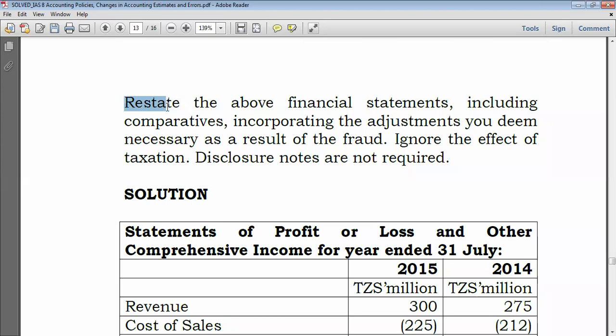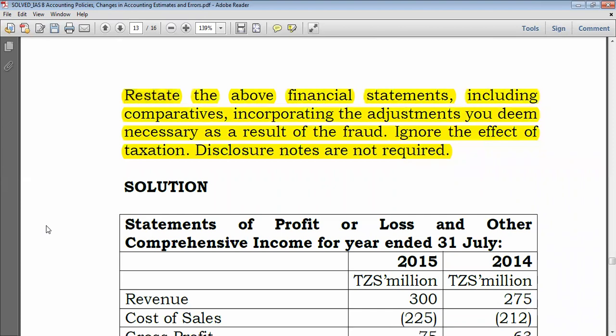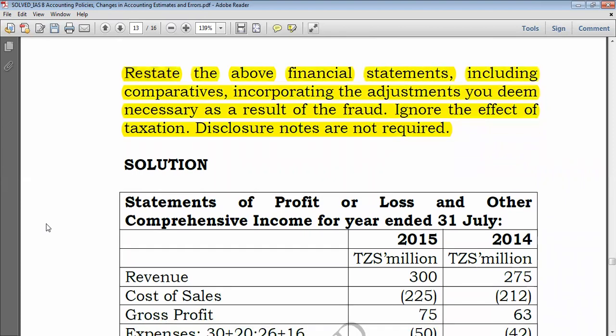You're told, restate the above financial statements, including comparatives, incorporating adjustments you deem necessary as a result of fraud. Ignore the effect of taxation, and disclosure notes are not required. You know, in case there was tax, you would have to account for tax. There is a question incorporating tax, actually. So let's go to the solution.